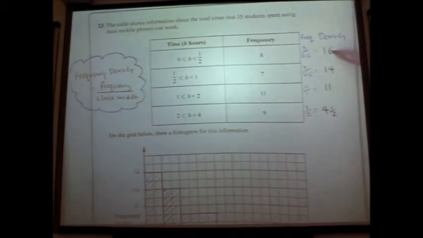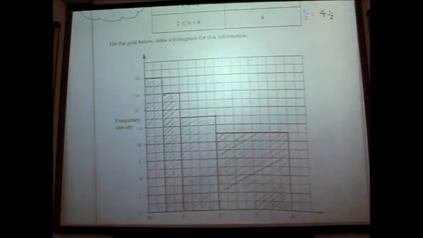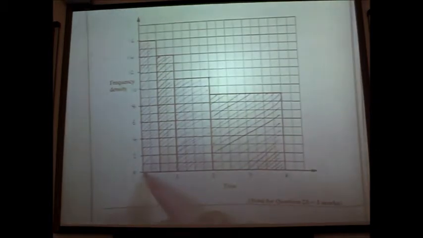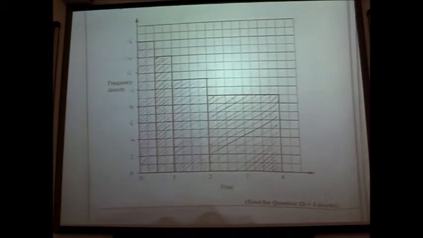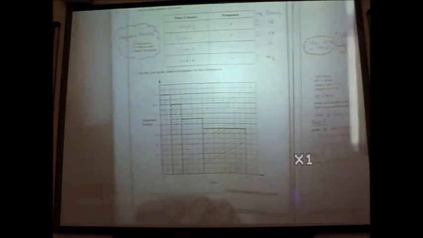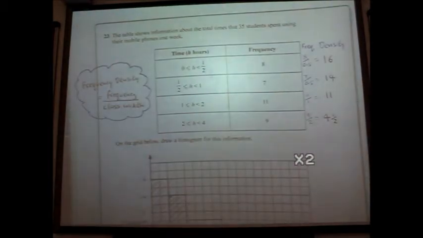16 is the highest on my frequency density, so I have to go up to 16 here, and I've made myself a nice scale. So between 0.5 it went up to 16, 0.5 up to 16, and so on. That's what it should look like at the end of the day. I'll leave all that there so you can have a quick look at it. I don't know if you can see that. I'll zoom into this again. There you go. So that's where the interesting part of this question is.